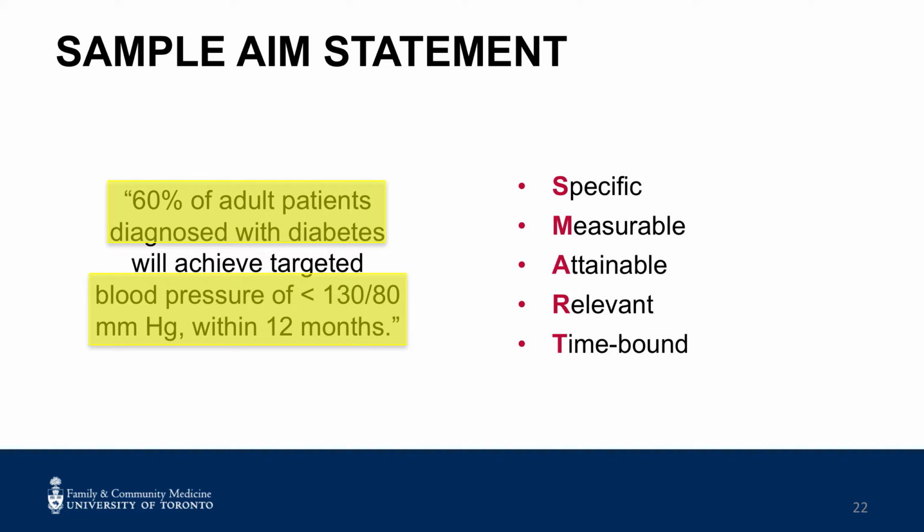One way to learn how to develop a SMART aim statement is to review some examples. Here's an aim statement. 60% of adults diagnosed with diabetes will achieve targeted blood pressures of less than 130/80 within 12 months. It's specific, adults with diabetes. It's measurable, I'm aiming for 60%. It's attainable, I think I can do this within my practice. It's relevant, an evidence-based best practice for blood pressure targets for patients with diabetes. And it's time-bound, within 12 months.